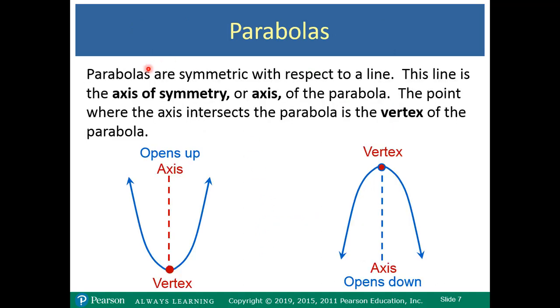A couple of things: parabolas all have an axis of symmetry. They're all symmetric with respect to some line, and that line is called the axis of symmetry, or axis for short. The point where the axis intersects the parabola is called the vertex. The vertex is always the lowest point or the highest point on the graph of a parabola. If it opens upward, we're going to have a minimum value at the vertex, and the axis of symmetry cuts it in half. Likewise if it opens downward.